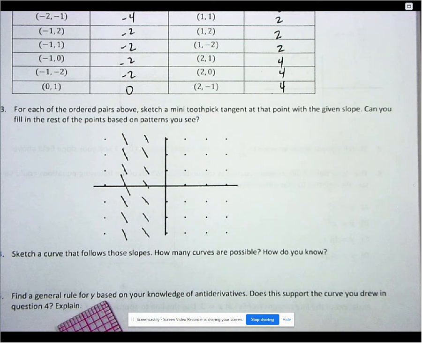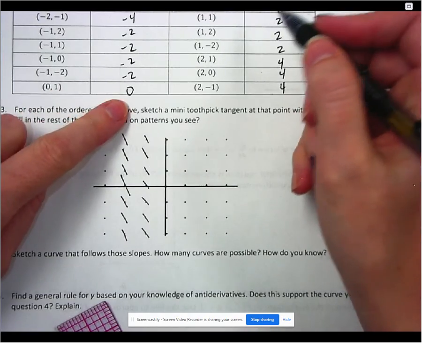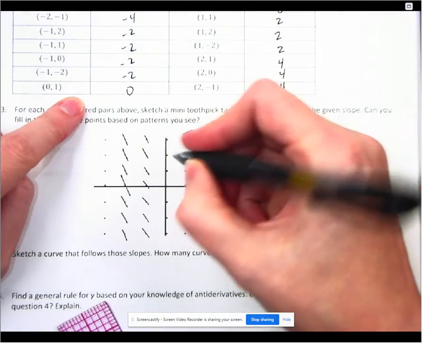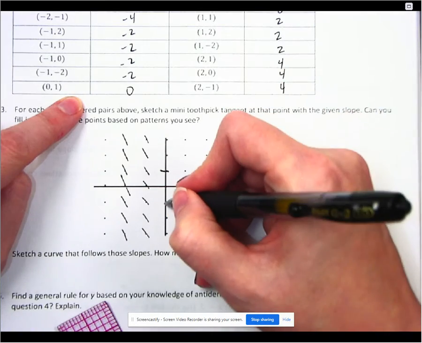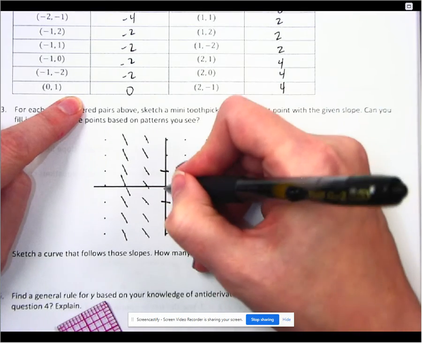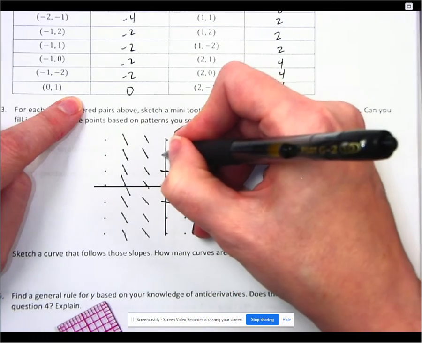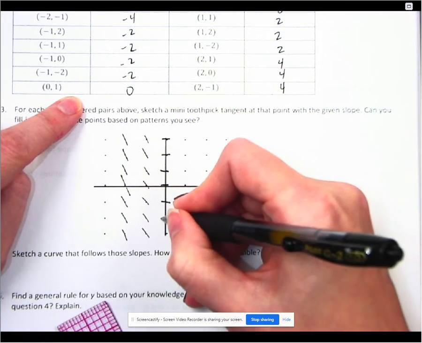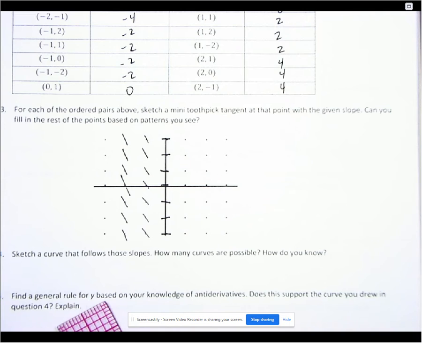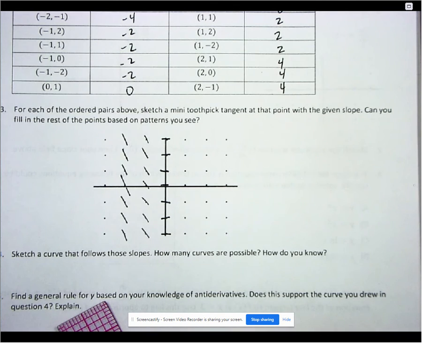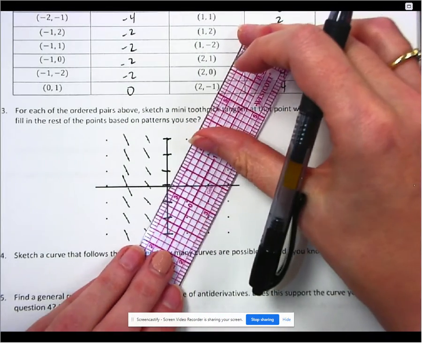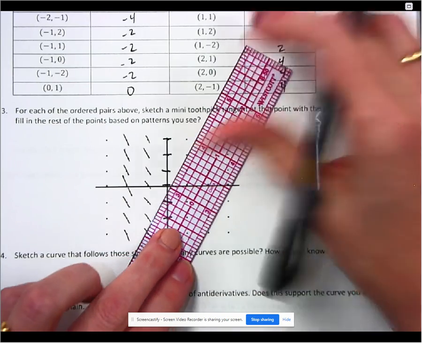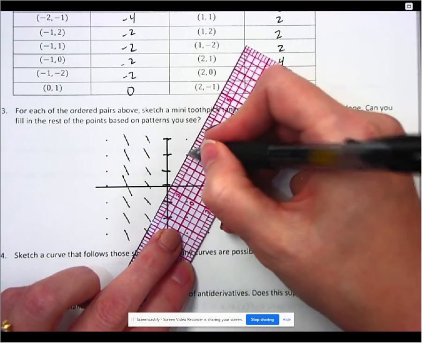Okay, and then for the next few points, 0, 1, there's a slope of 0. So 0 slope is a horizontal line. 0, -1 has the same slope. 0, 0 has the same slope. So basically, everywhere here on the y-axis, you're going to draw horizontal lines. All right, and then 1, 2, we have a slope of 2. So it's positive 2, so up 2, right 1.